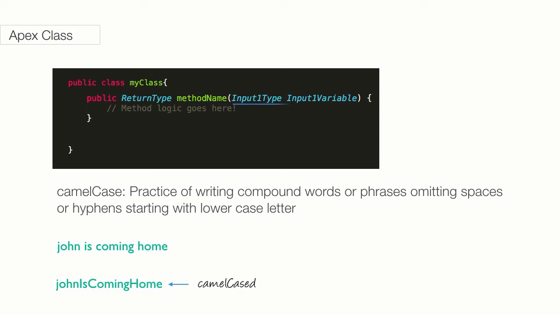Input one type is the data type, collection, or class that represents your first accepted input. An input one variable is the variable name you're assigning it to, so you can reference it in your method's logic. You can add more inputs to your method by separating them with commas.